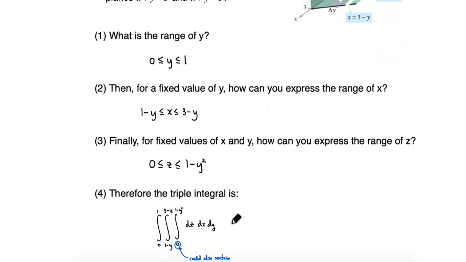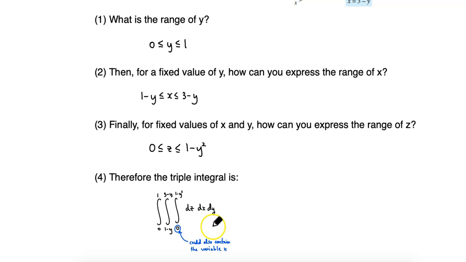So we found the limits of our integrals. Z goes from 0 to 1 minus y squared, x goes from 1 minus y to 3 minus y, and y goes from 0 to 1.